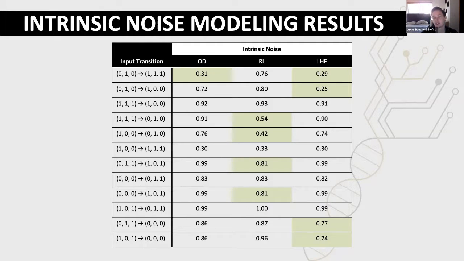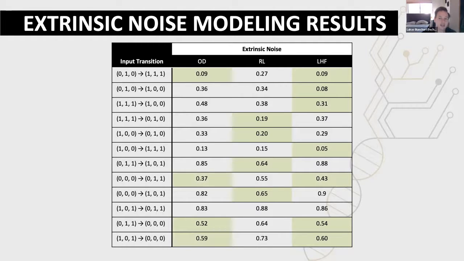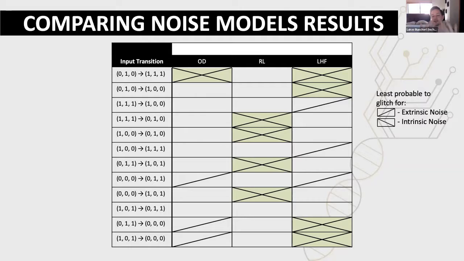And we can see logic hazard-free and redundant logic has wins in 4 transitions, and the original design is only decent in 1. If we compare that with the extrinsic noise modeling, the logic hazard-free one is the clear winner, and the redundant logic one and the original design are kind of on the same level. But it becomes the most interesting if we kind of take the one table and the other table and put them over each other, which gives this table.